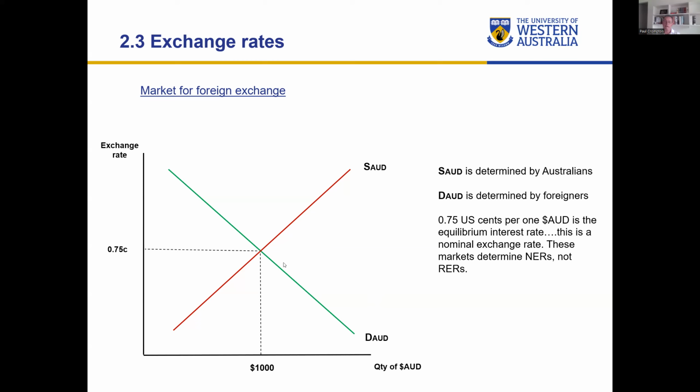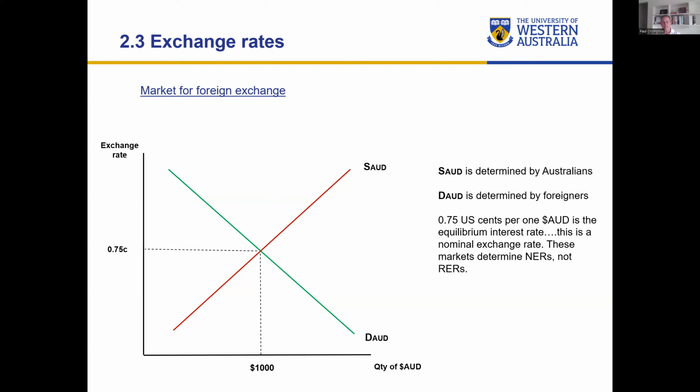Okay, so sometimes it's very convenient to think about the exchange rate as a price, the price of one currency expressed in terms of another. In this case, it's the price of the Australian dollar expressed in terms of US dollars. And when the demand curve shifts to the right, the price of the Australian dollar increases, that is, it appreciates.